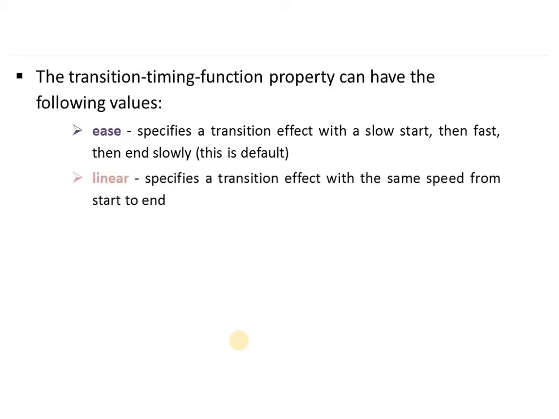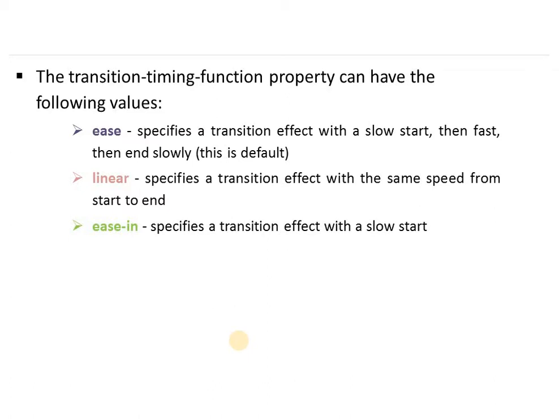After that there is linear, which specifies a transition effect with the same speed from start to end. That means, for example, if I am increasing the width of a particular banner, or let's say a particular div tag, then the speed of increasing the width is linear. It will proceed at the same speed from the start to the end of my transition.